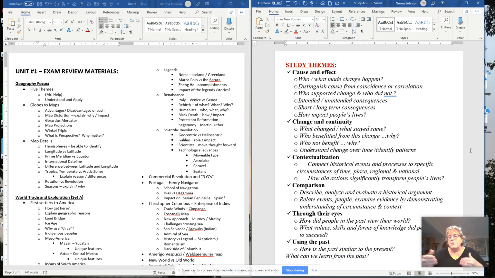Who made something happen? How does it happen? Who supports a change? Who doesn't? Intended versus unintended consequences, things like that. Change and continuity is looking at how something might change over time, how views and attitudes might change over time, who benefits from a policy, who's hurt by a policy.